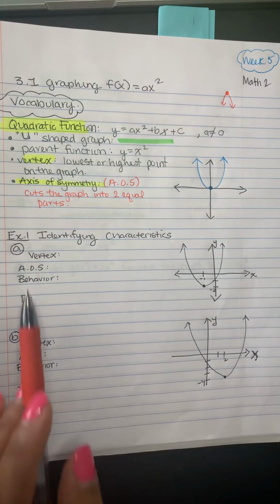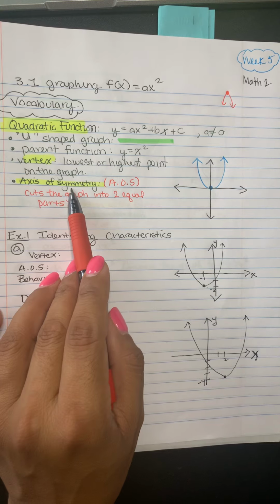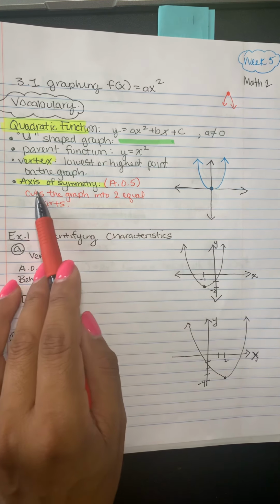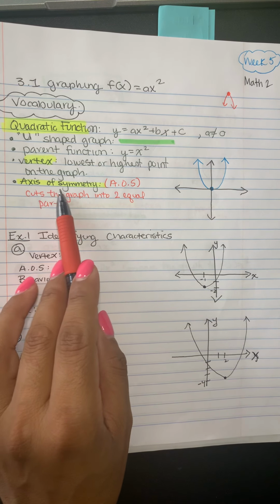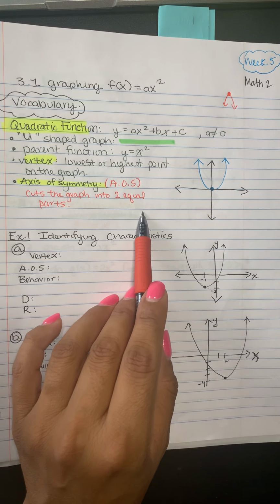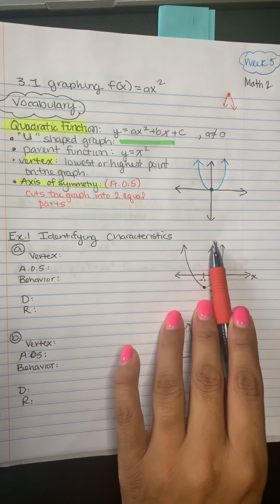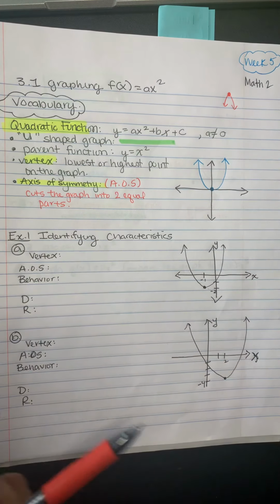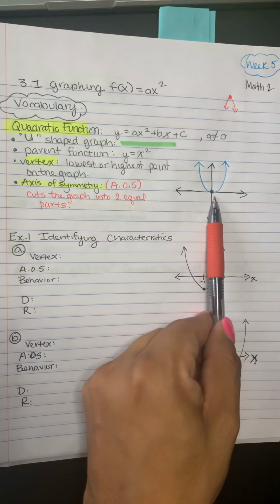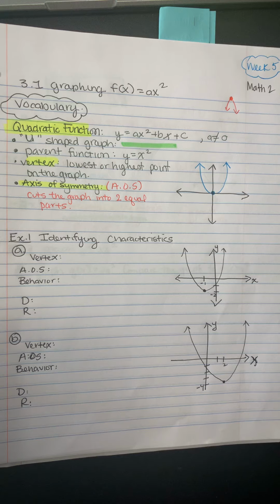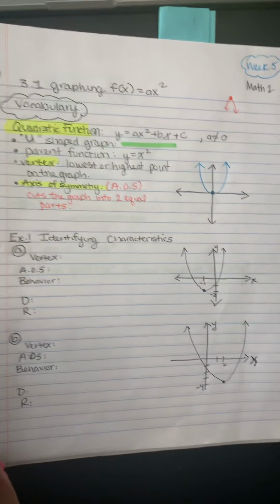Again, that's the vertex. The axis of symmetry, instead of writing it over and over again, we're going to abbreviate it AOS. The axis of symmetry is a vertical line, and it cuts the graph into two equal parts. It goes through the vertex. So the AOS is a vertical line that goes through the vertex, and like I said, it cuts the graph into two equal parts, so we have a mirror image.